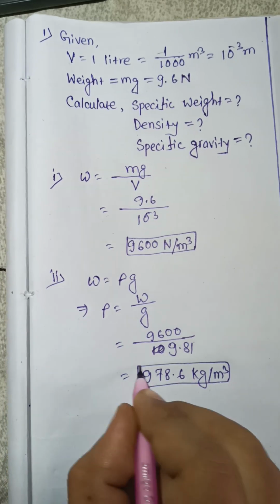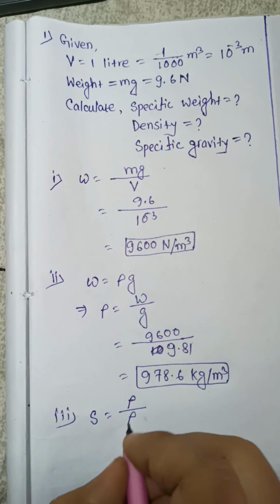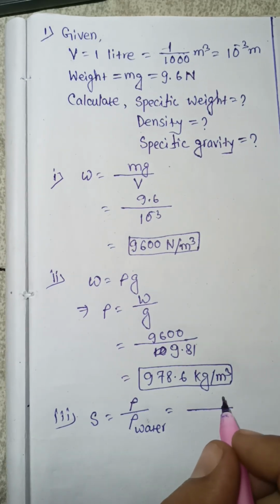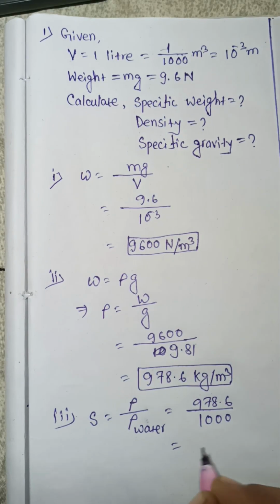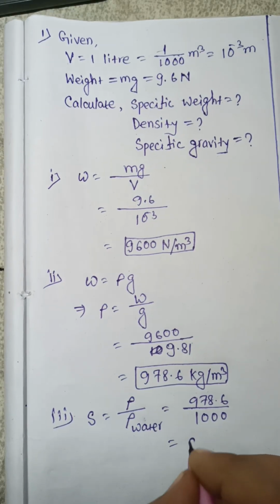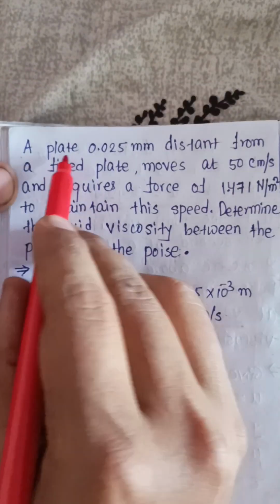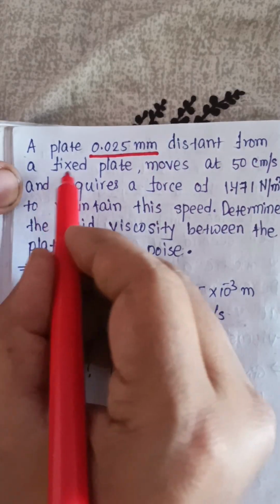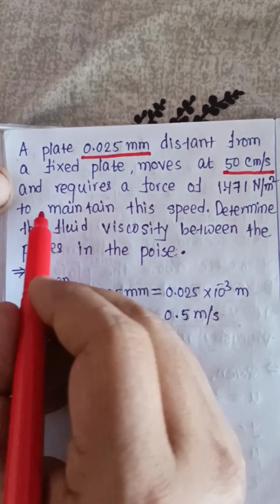Now if you want to calculate the specific gravity, we know that specific gravity is the density of the fluid by density of the water. What is the density of the fluid? That is given, 978.6, by density of water, that is 1000. If you calculate this value, that is equal to 0.97866.